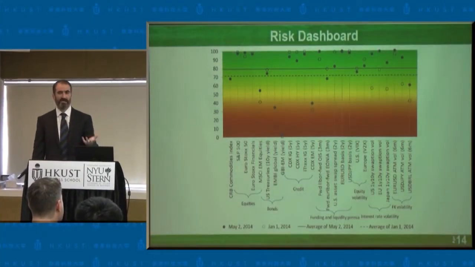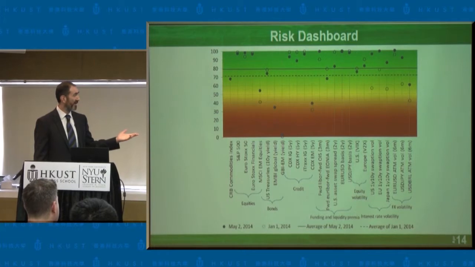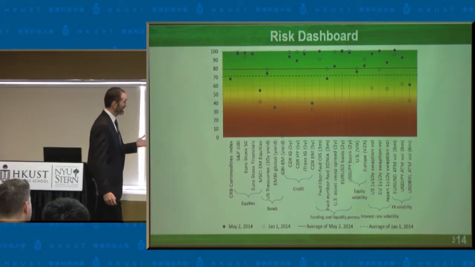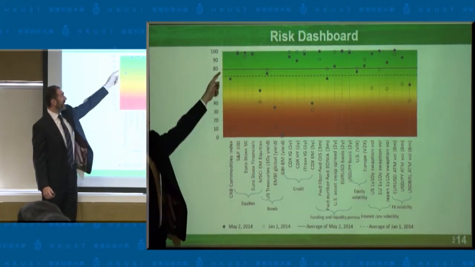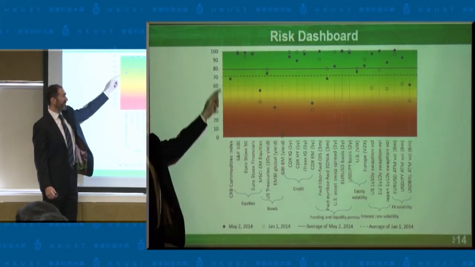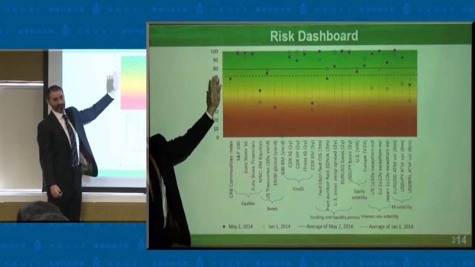This is what we call a risk dashboard. There's a lot of information here. Basically, the bottom line is that the more you are in the red, the higher the risks. The more you are in the green, the lower the risks. So risk off, risk on, bottom line.